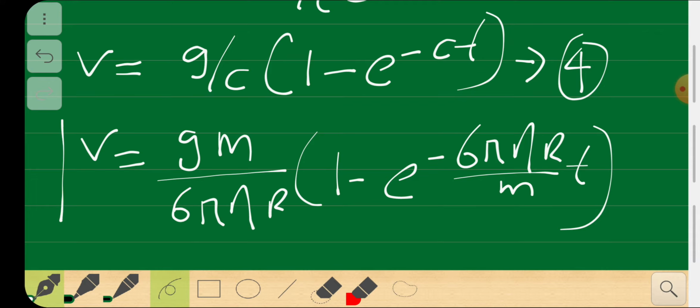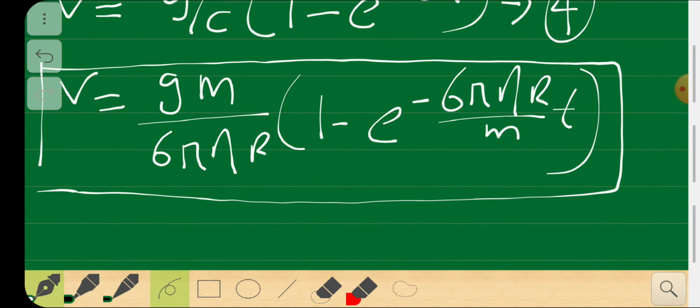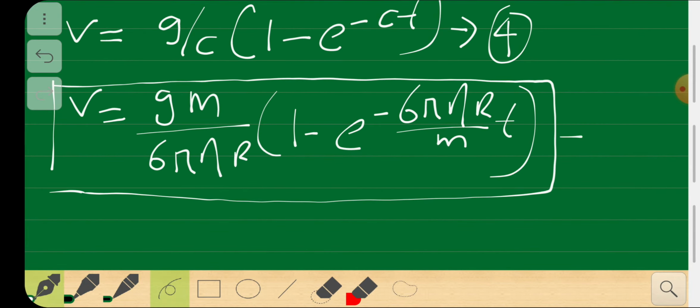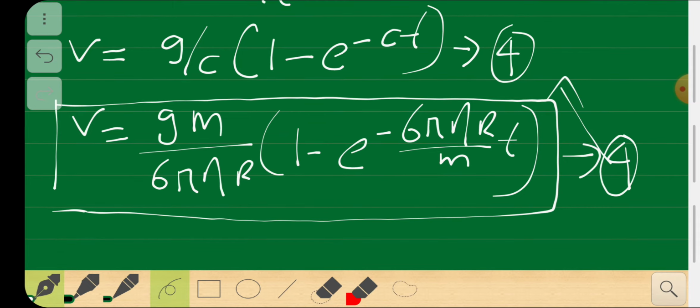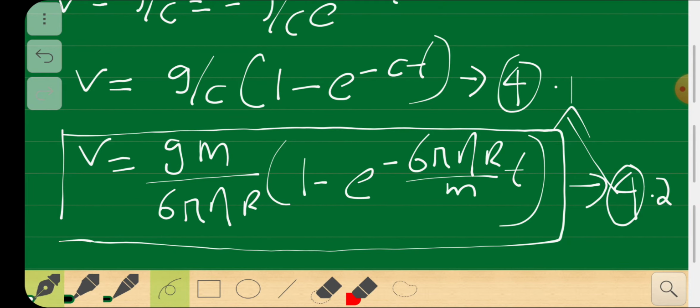So this is the velocity of the ball inside the viscous liquid, moving at a smaller velocity under the influence of the viscous frictional force. This is the equation for the velocity. Let's call this equation 4. These two are the same equation, so for reference let's call them 4.1 and 4.2.